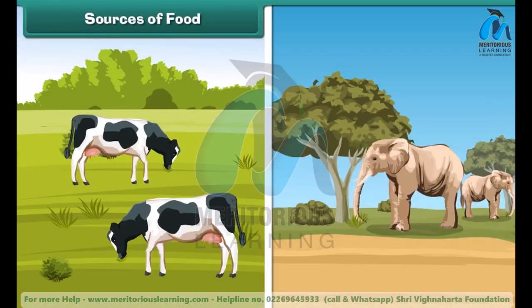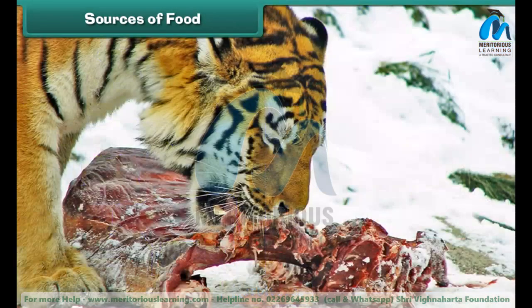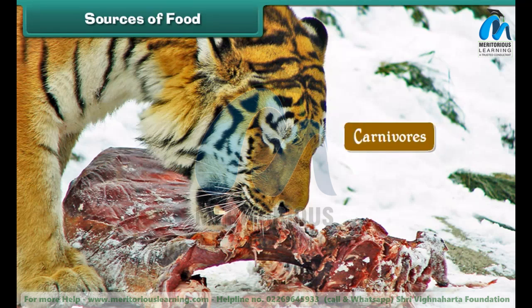Sources of food. Some animals get their food from plants. They are called herbivorous. Cows and elephants are examples of herbivorous. Some animals kill and eat other animals for survival. They are called carnivorous. Tigers are examples of carnivores.